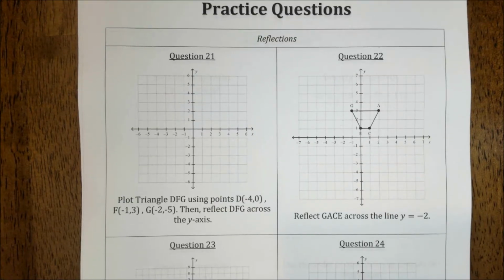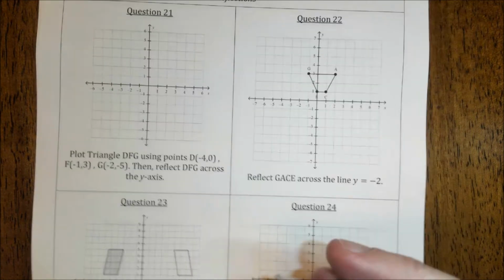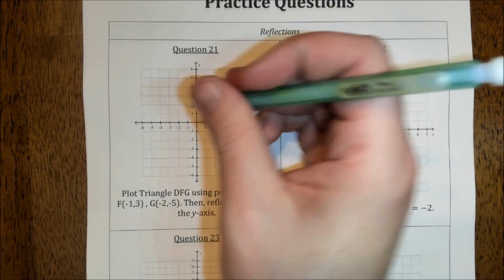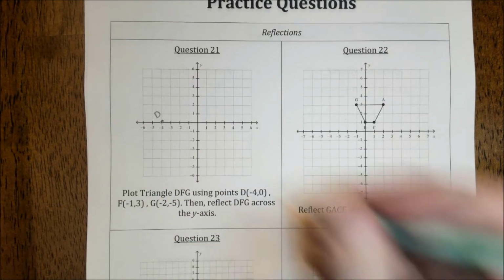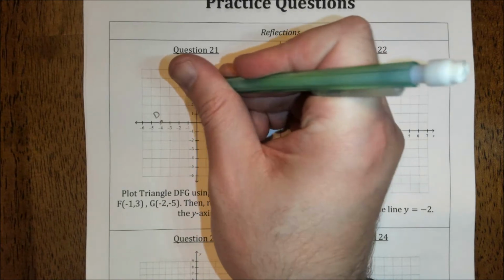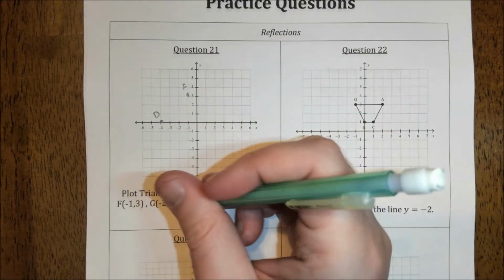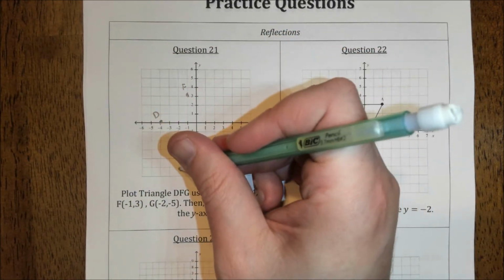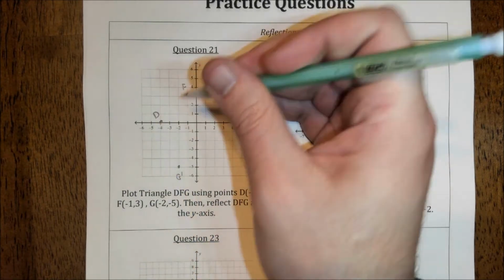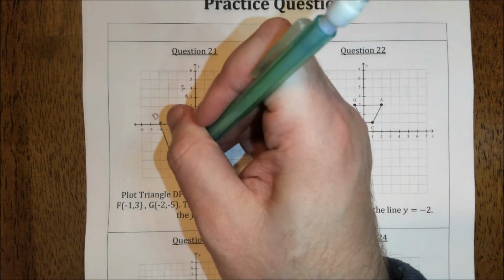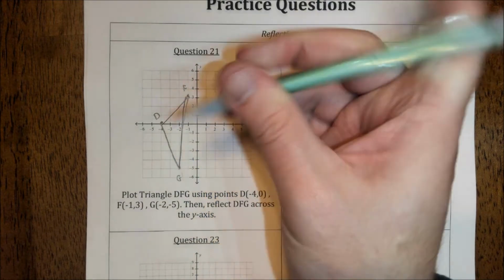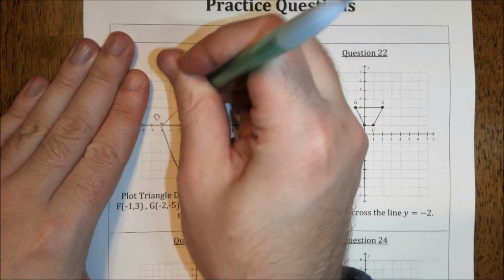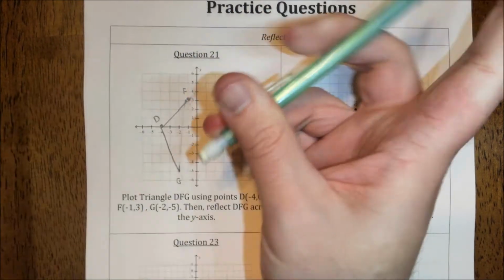Question 21 wants us to plot triangle DFG using the points D at -4, 0, which is right here. F, which is -1, 3, which is right here. And G is -2, -5, which is right there. Oops, it's not prime, it's just plain old G. Let's connect these points. Oops, that was a terrible line. This is what I get for not using a ruler.